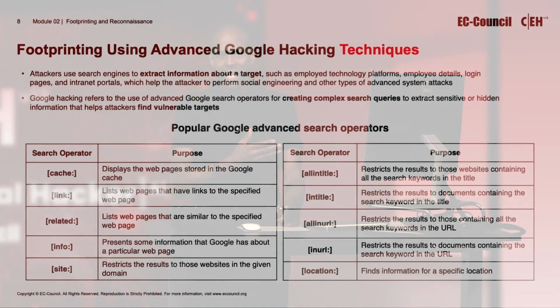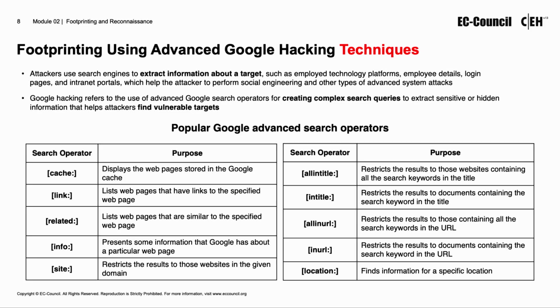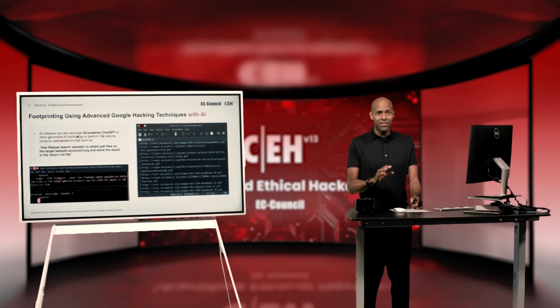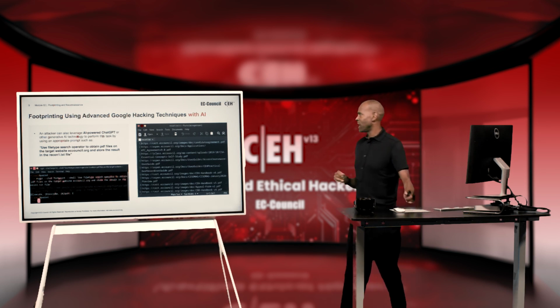We can look inside URLs. We can look inside web pages. We can look inside cached content. So this is very important. And we can apply this to AI searches. Let's go have a look at this on the board.